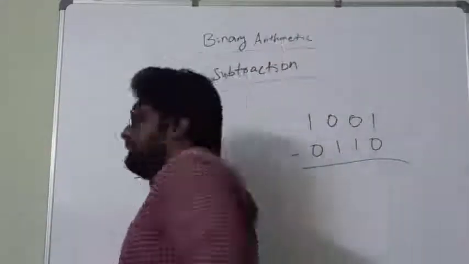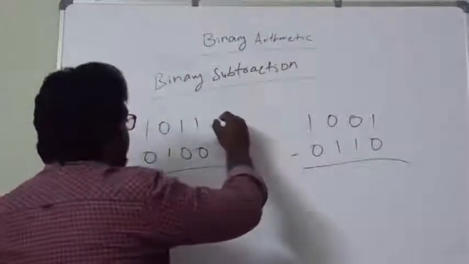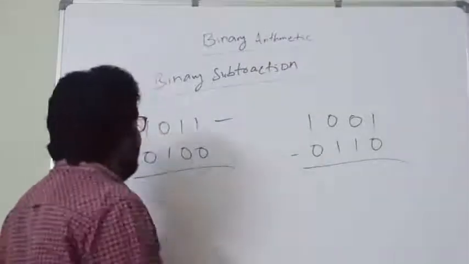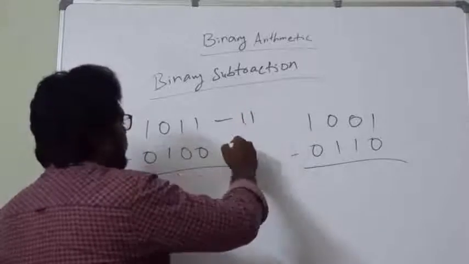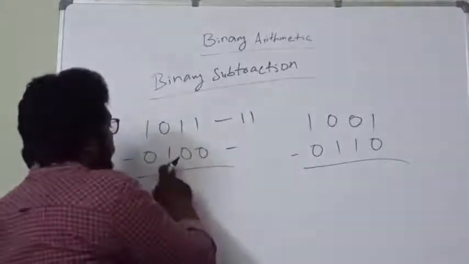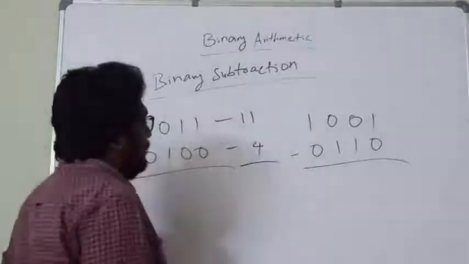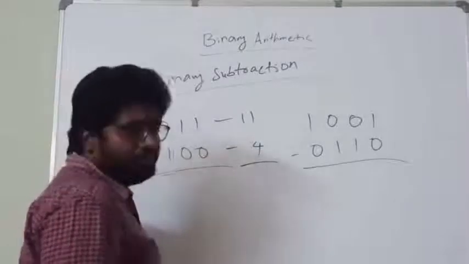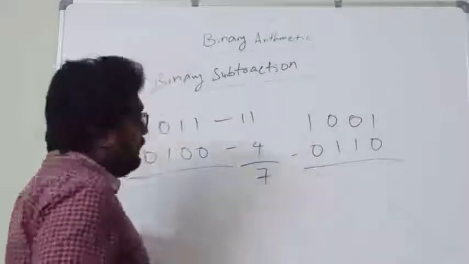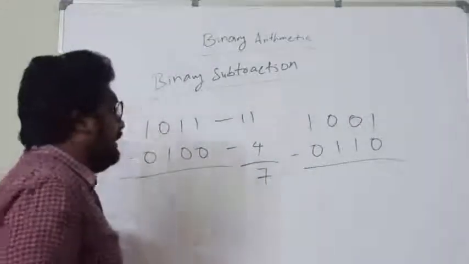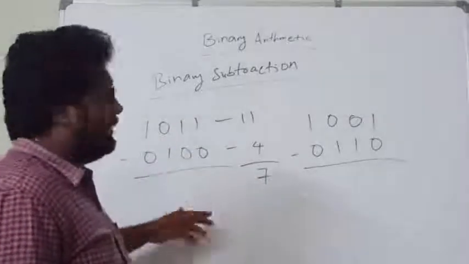So the examples for this binary subtraction. The decimal equivalent for the given binary number 1011 is 11. The decimal equivalent for 0100 is 4. On subtracting 4 from 11, the resultant will be 7, right? So we have to find out the binary equivalent for this decimal number 7 by performing the subtraction operation, right?